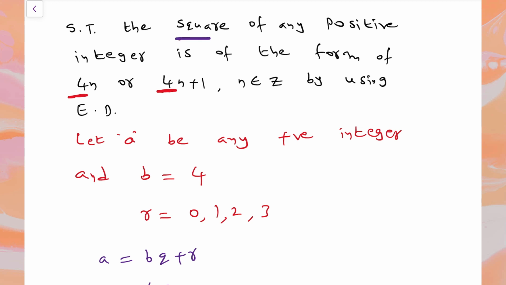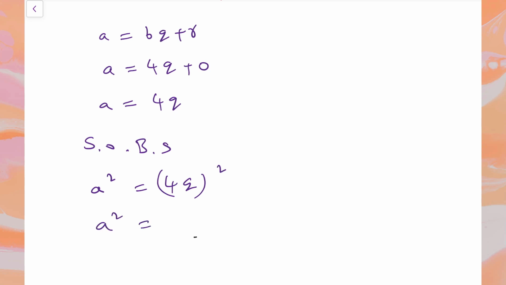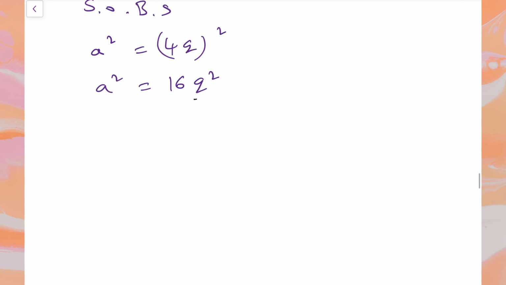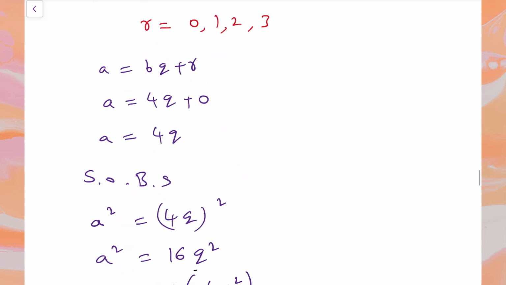And in the question he is speaking completely about square, right? So first I am substituting 0 remainder. a equals 4q plus 0, that is 4q. He is speaking about square, right? So I am squaring on both sides. So I will get a square equals 4q whole square, which is 16q square. If you observe, the question is saying clearly it should be in the form of 4n or 4n plus 1. In both, the number 4 is there, right? So that is the reason from 16q square I am taking 4 common. So we remain with 4q square. Now this is in the form of 4n.